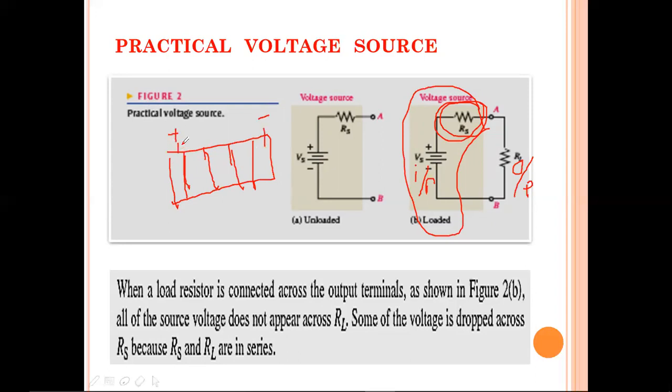While giving the supply, if the battery is mentioned as 24 volts, the output may not have 24 volts, they may have 22 to 23 volts. What about the 1 volt to 2 volts drop? What about the 1 to 2 volts that come under the loss? That loss is nothing but due to the internal resistance, that is called RS.